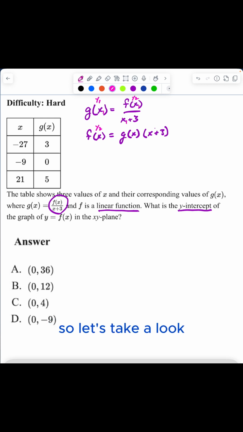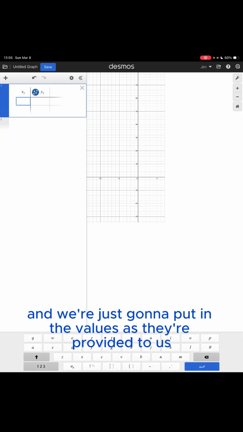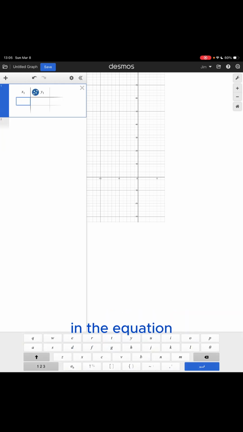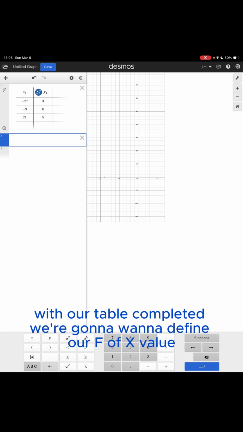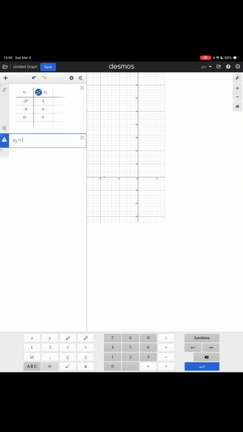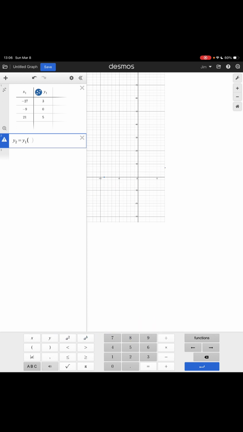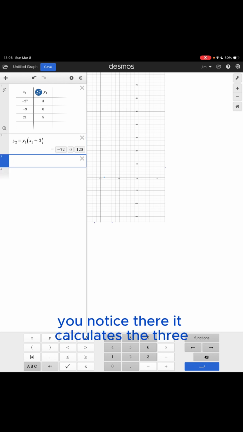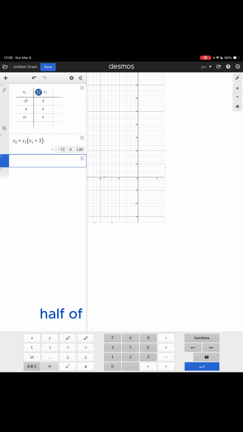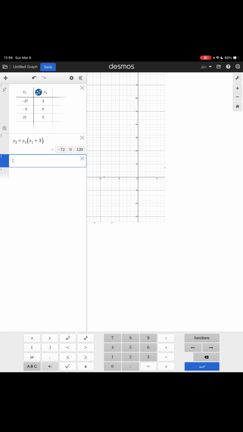So let's take a look. The first thing we're going to do is enter a table, and we're just going to put in the values as they're provided to us in the equation. Now, with our table completed, we're going to want to define our f of x value, and that's going to be y sub 2 is equal to y sub 1, which is our g of x value, times x sub 1 plus 3. Now you notice there it calculates the three f of x values that we would get by entering the various x values from the table.